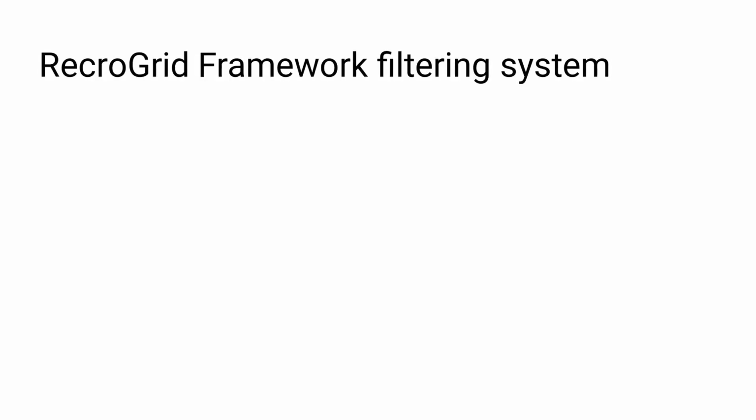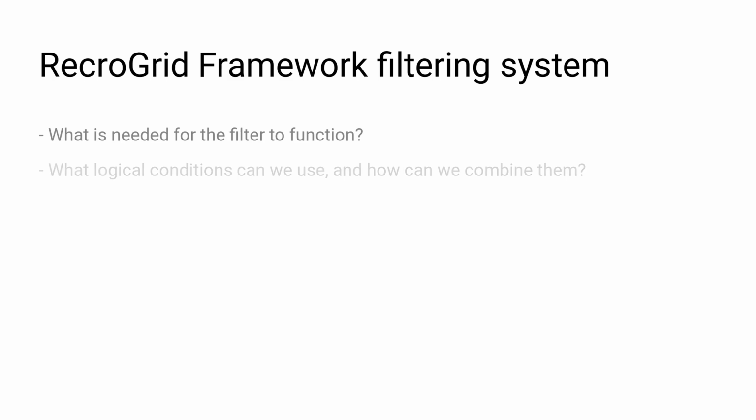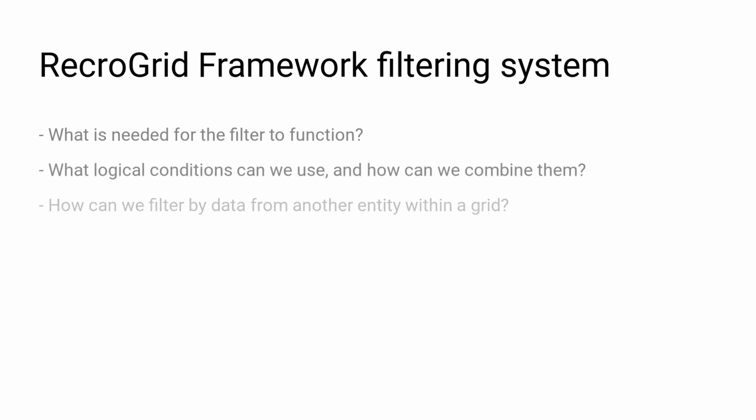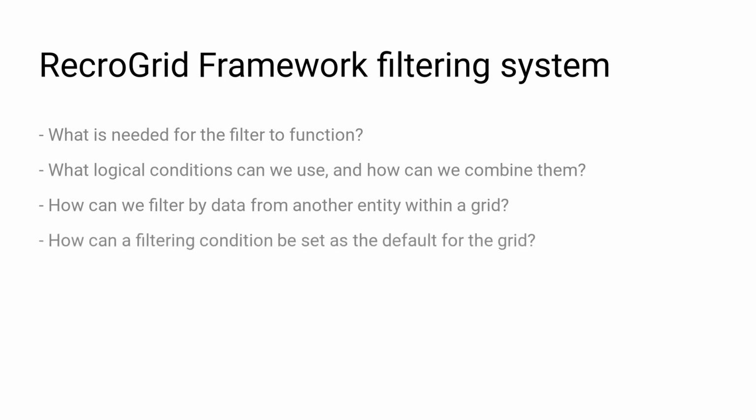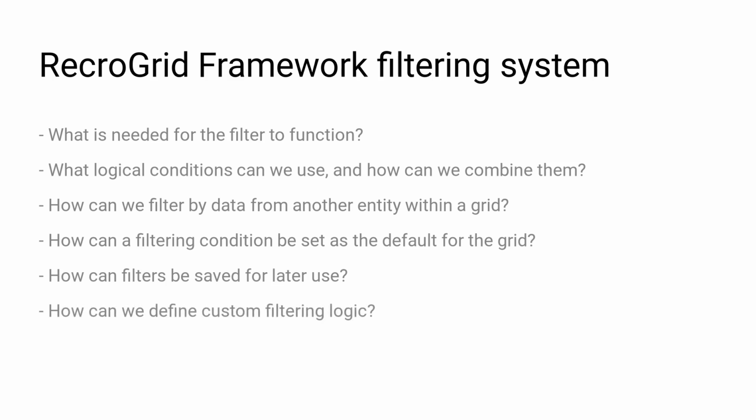In the tutorial, we will seek answers to the following questions. What is needed for the filter to function? What logical conditions can we use, and how can we combine them? How can we filter by data from another entity within a grid? How can a filtering condition be set as the default for the grid? How can filters be saved for later use? How can we define custom filtering logic? Soon, we'll have answers to everything. Stay with me.